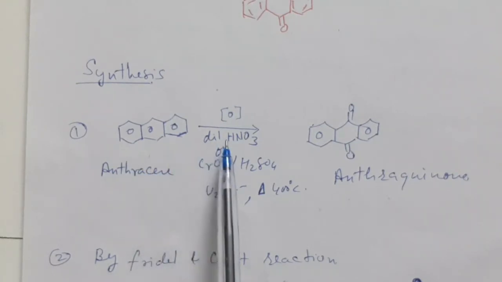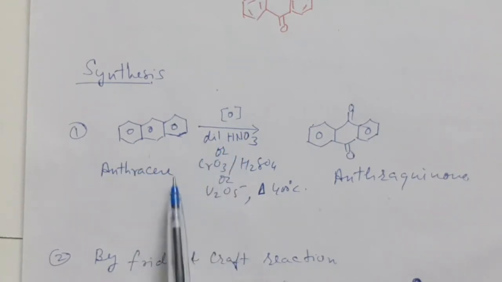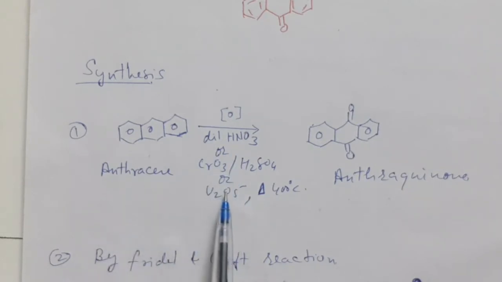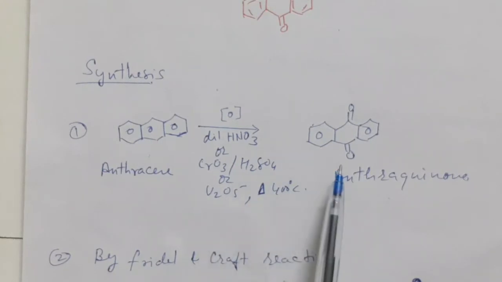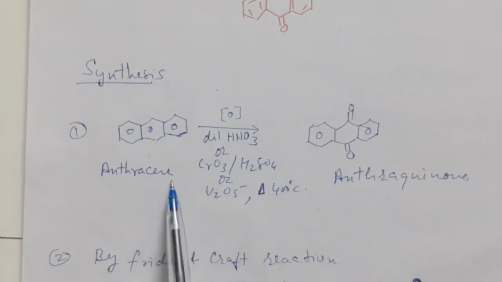The oxidation of anthracene with nitric acid, chromic acid, or vanadium oxide at 400 degrees centigrade gives anthraquinone. So the oxidation of anthracene gives anthraquinone.